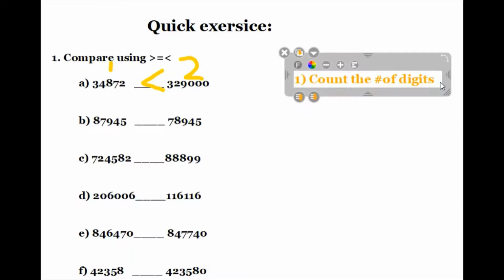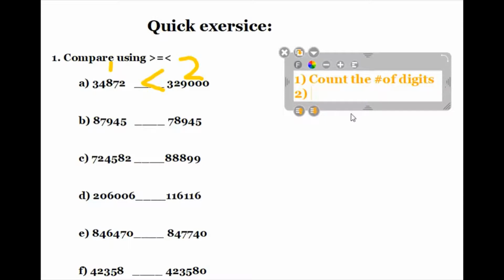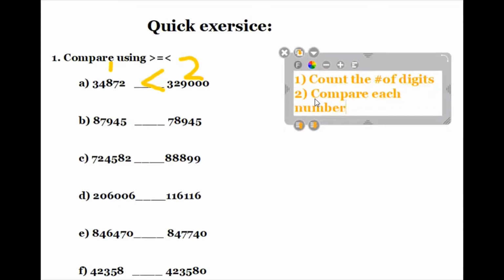So our second step: let's say we counted our digits and they are the same number of digits. So what's next? Then we compare each number from left to right.